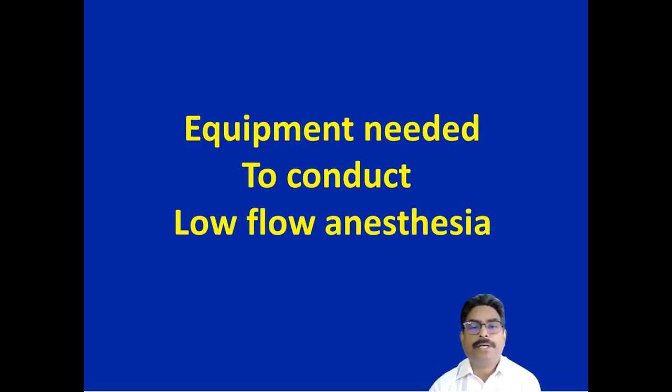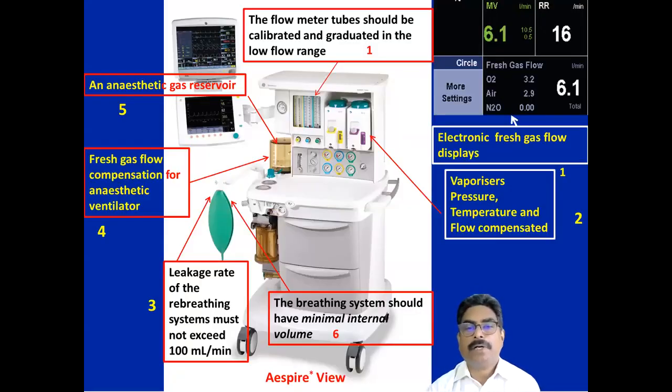Coming to the equipment needed to conduct low flow anesthesia. Nowadays, the market is flooded with newer, higher-end, sophisticated workstations, mainly dedicated to low flow anesthesia. Here is the Aspire view. First, we need a vaporizer which is pressure compensated, temperature compensated, and flow compensated, Tec series vaporizers. And second, the flow meter should be electronic or a glass tube. If it is a flow meter, there should be a separate flow meter for low flow anesthesia.